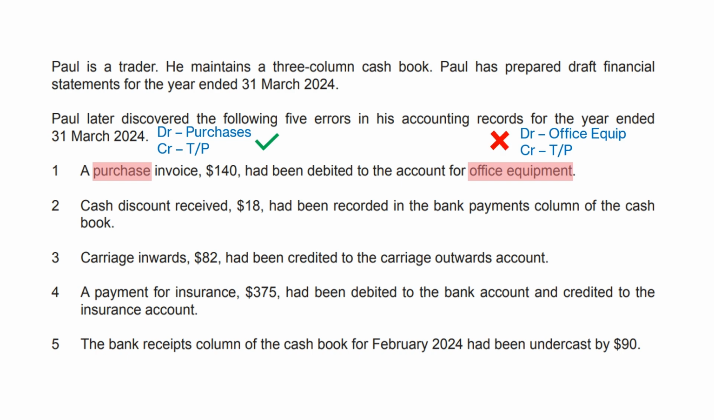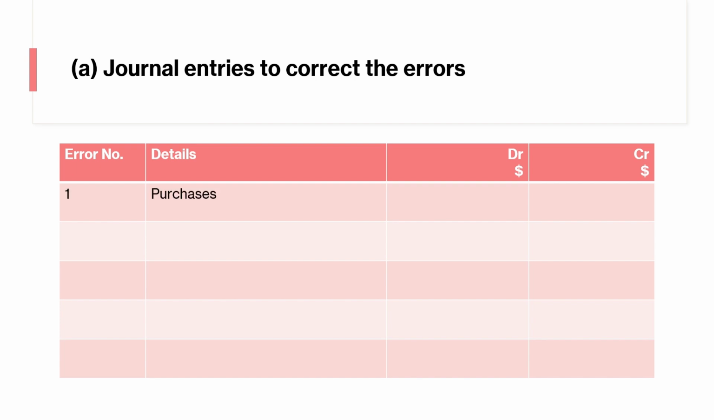So how do you correct this? We can ignore the credit entries because it's the same. So we have to get rid of the incorrect debit entry that you have made to the office equipment account. In order to do that, we will have to pass a credit entry to the office equipment account, and we will have to debit purchases. So error number 1, debit purchases 140 and credit office equipment 140.